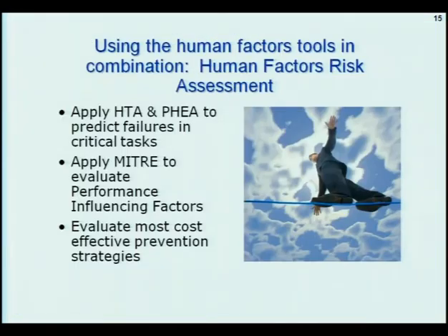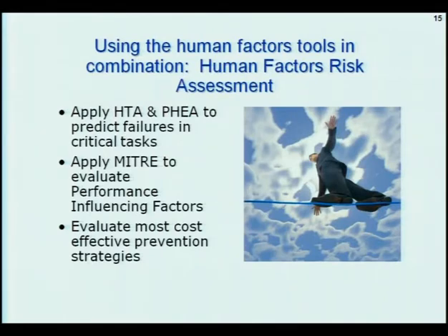So, how do we use those things in combination? Well, we use the HTA and the fear analyses to predict the failures in critical tasks. Of course, before we start this, we've done a criticality analysis, a risk ranking analysis, to decide which task to look at. We don't want this degree of detailed analysis for everything. So we again use the criteria of severity of consequences, probability of failure, and likelihood of recovery to risk rank the tasks that we look at in the first place.